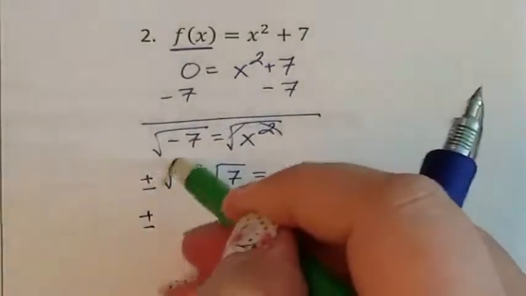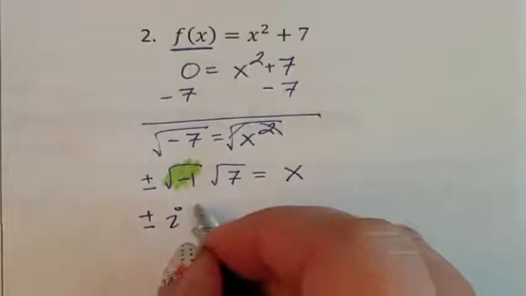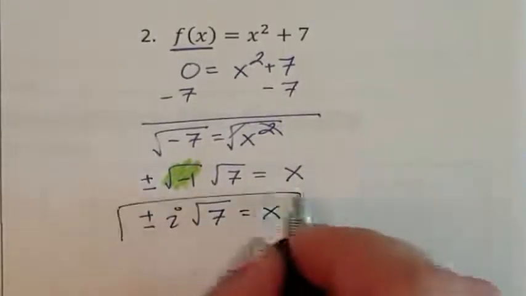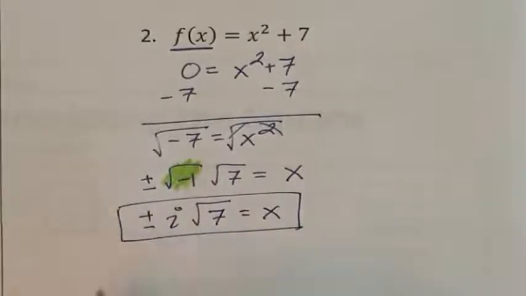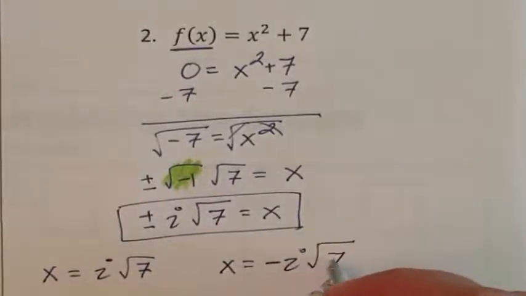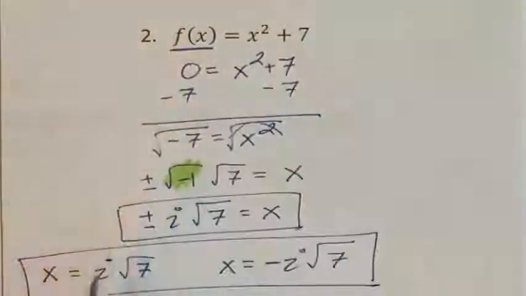The square root of negative 1 is i. The square root of 7 is the square root of 7 because 7 is prime. You cannot prime factorize it. So this is my x value. Where does it cross the x-axis? There are 2 values. I cross at the positive i root 7, and I also cross at the negative i root 7.